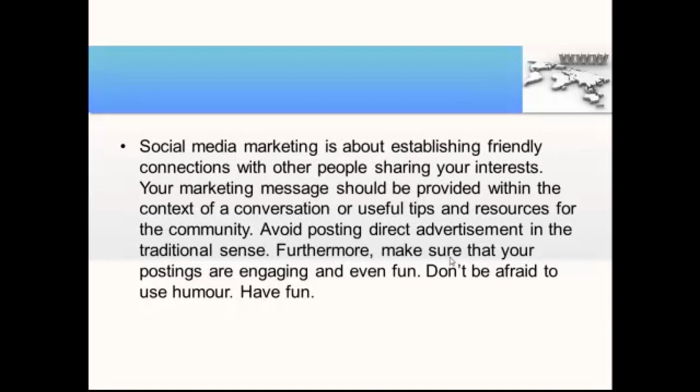Social media marketing is about establishing friendly connections with other people sharing your interests. Your marketing message should be provided within the context of a conversation or useful tips and resources for the community. Avoid posting direct advertisement in the traditional sense. Furthermore, make sure that your postings are engaging and even fun. Don't be afraid to use humour.